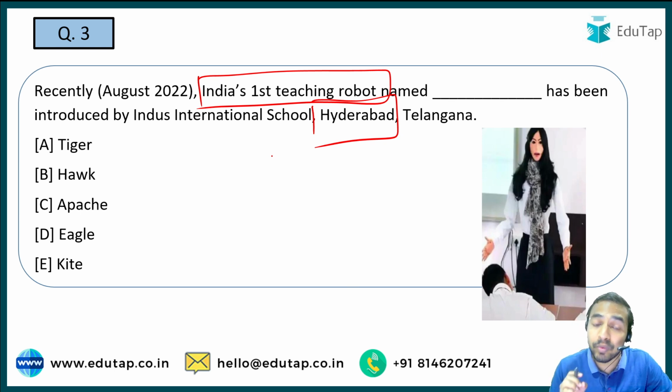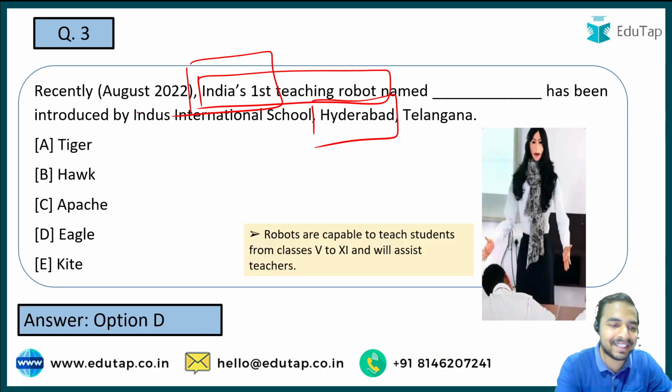So what exactly makes this question important? These two words: India's first. This teaching robot is India's first teaching robot, and that is why it is important. The right answer, guys, is option D, that is Eagle.